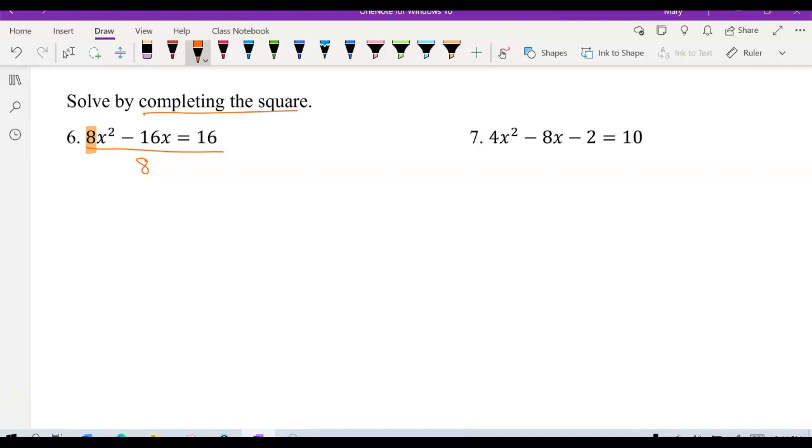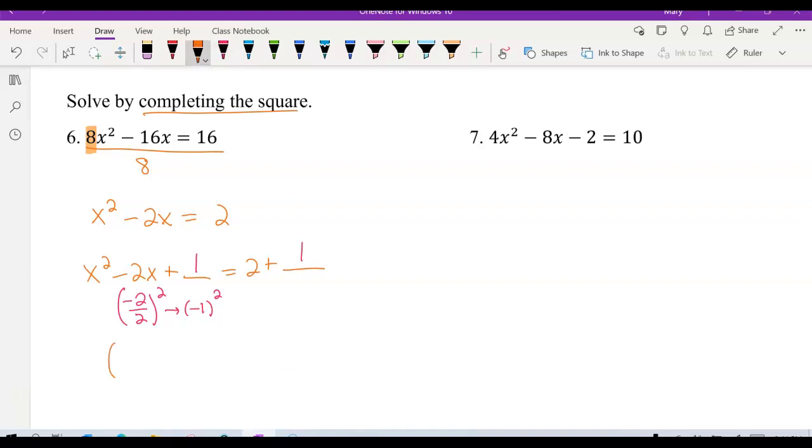Because we're dividing it on both sides, we're keeping our equation balanced. So we get x squared minus 2x equals 2. Now that this a value is gone, this is exactly what we did yesterday. So we can just pick up from here where we write plus blank on both sides. We're going to do b divided by 2 squared to figure out what goes on the blank.